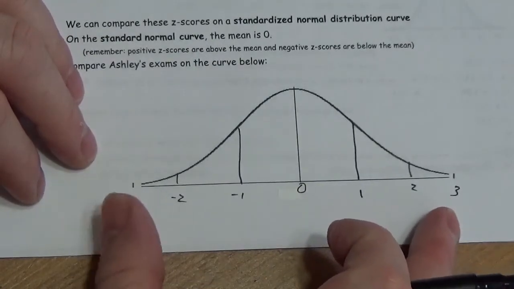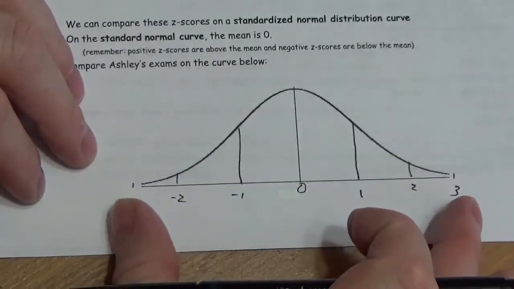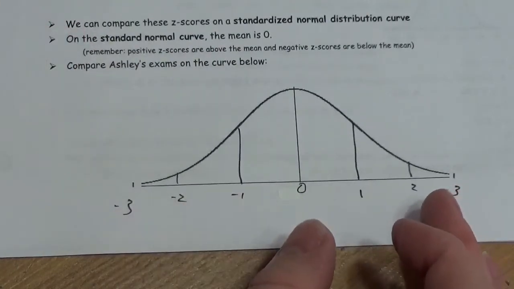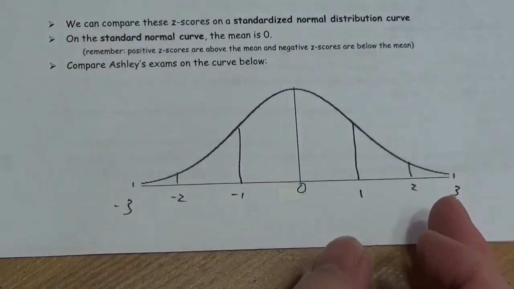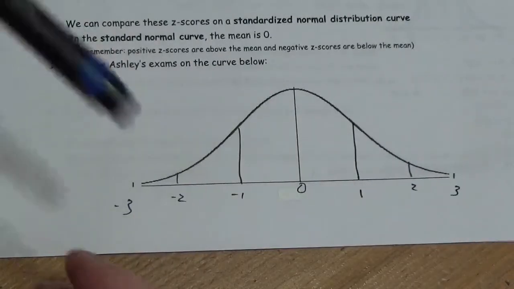Most of the time, by the time you've gone out to -3 or +3, everything inside here is typically the vast majority of the data. So you don't typically talk about z-scores that are like 4 and 5. That's really, really quite rare. So here's where she's at.